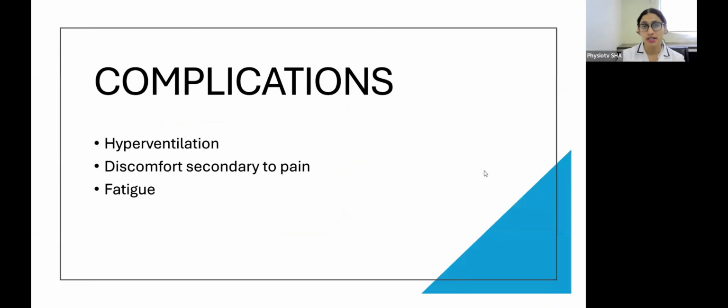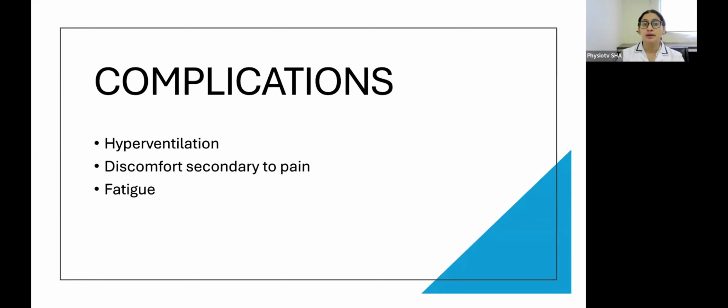Now, coming to complications, as I've already said, there are not a lot of complications related to this device. But the patient may land up in hyperventilation if the technique is not accurate, or if the patient is using the device more often or more frequently, and the number of repetitions is more than what is prescribed.